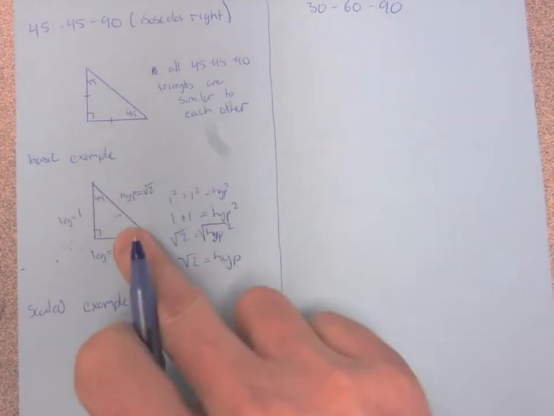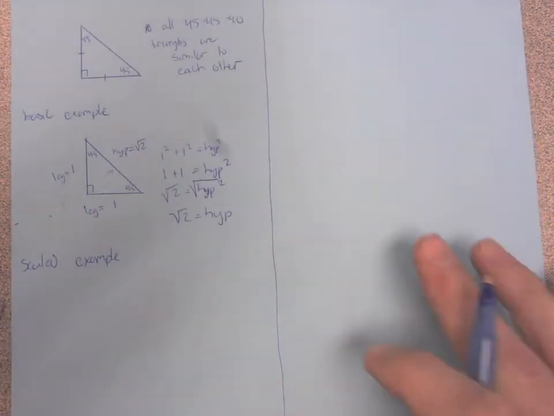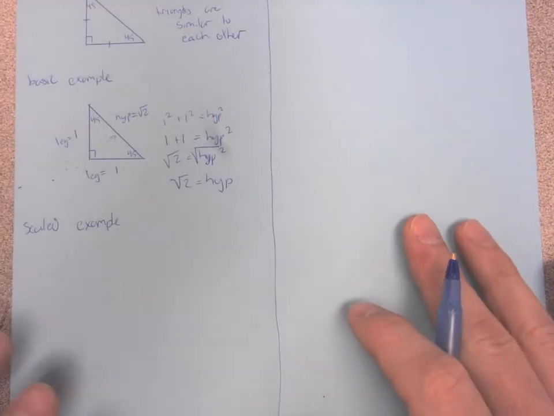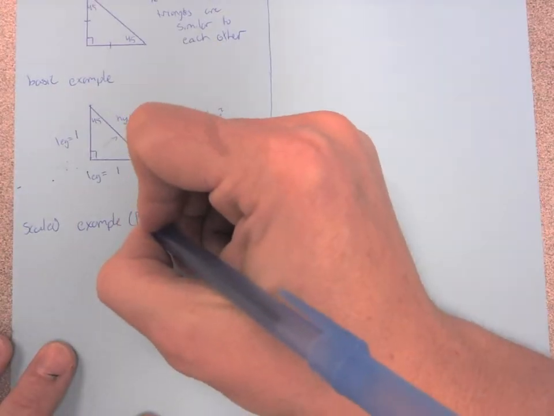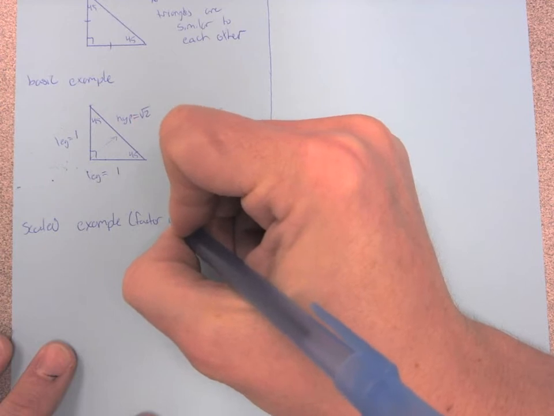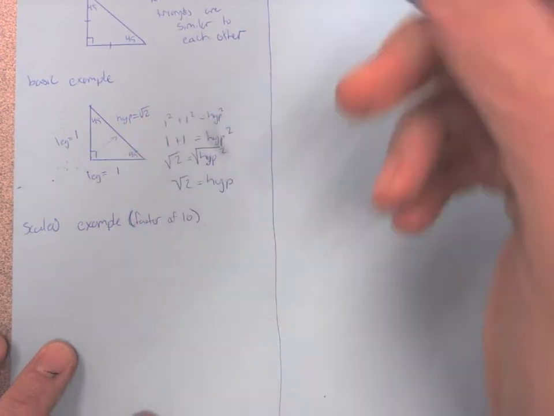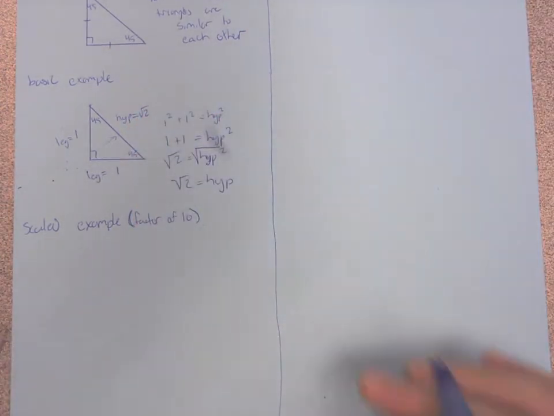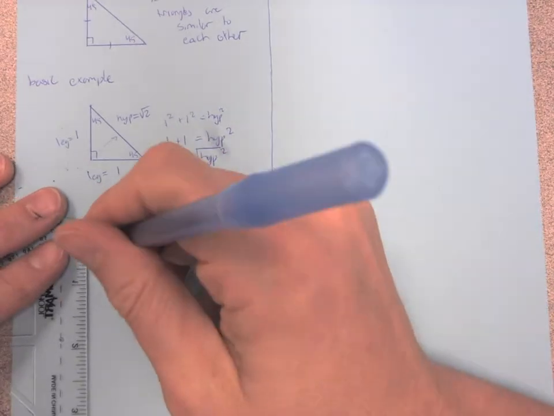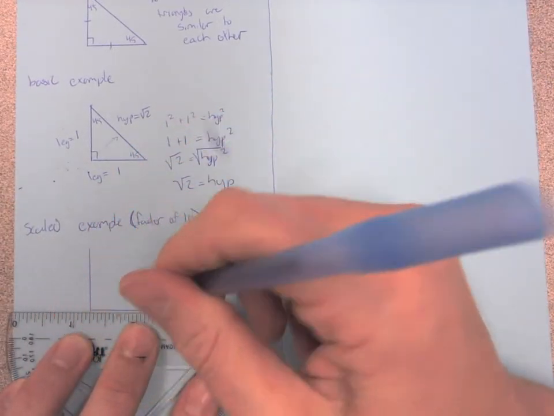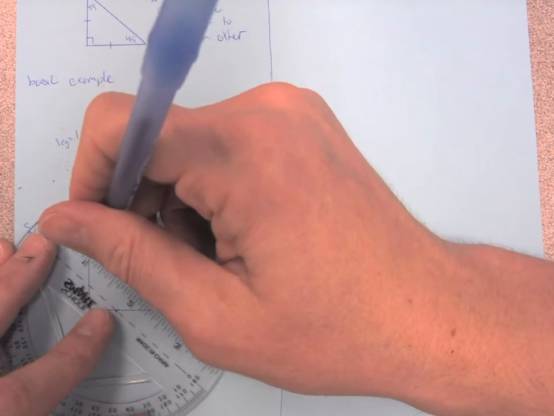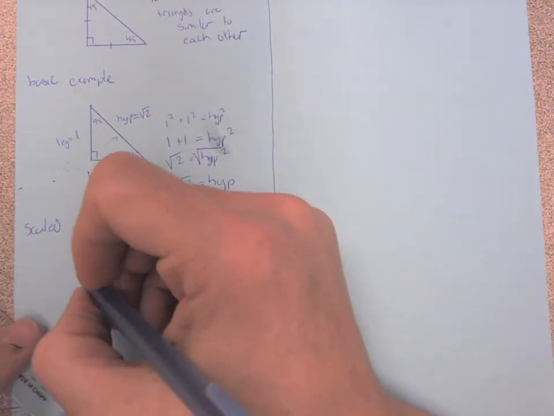Okay, this is a basic one, but what if we were to scale it up, right? Like what if we were to multiply all the sides by, let's say, 10? So we'll do a factor of 10, a scale factor of 10. So we're just going to scale up the triangle, we're going to blow it up, okay? Well, if that's the case, the relationship between the sides will still be the same. All the sides will just be 10 times bigger.